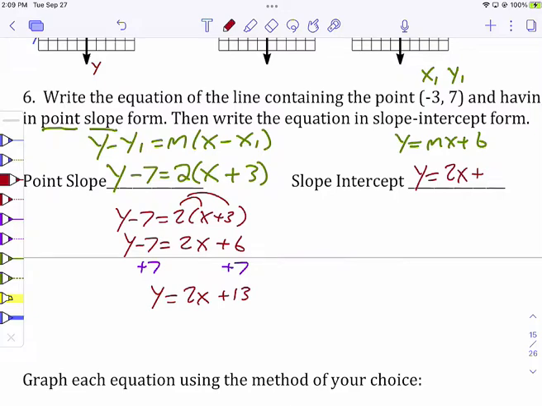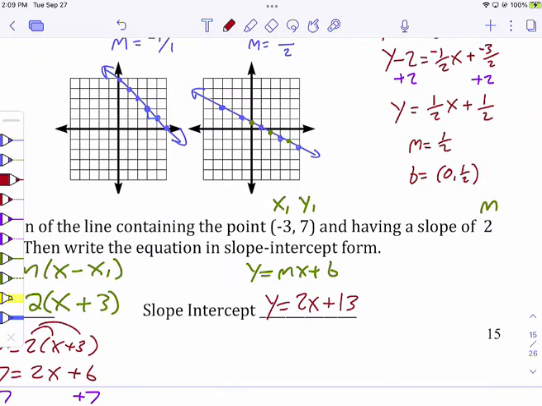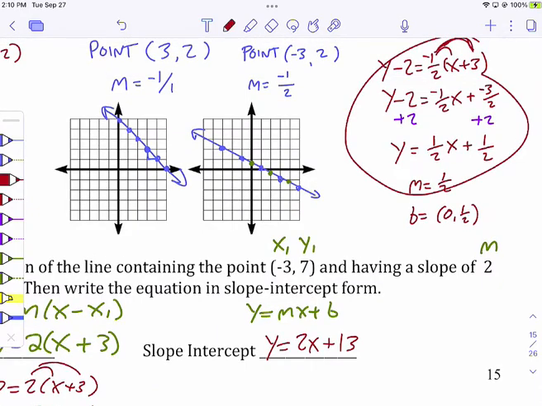I wrote 3 there. Hold on. Let's make that a 13. Okay, so you can't do this without doing this first. And you take this and transform it the same way I did over here. It's the same thing I did right here.